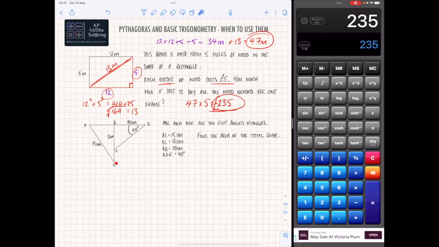It tells me AC is 15, B to C is 12, so the whole length here is 12. BD is 10, and then BDE is a total of 40 degrees. And when you've got angles written like that, BDE, the middle one is the angle, so B to D to E, that's the 40 because the D is in the middle. It wants the area of the total shape.